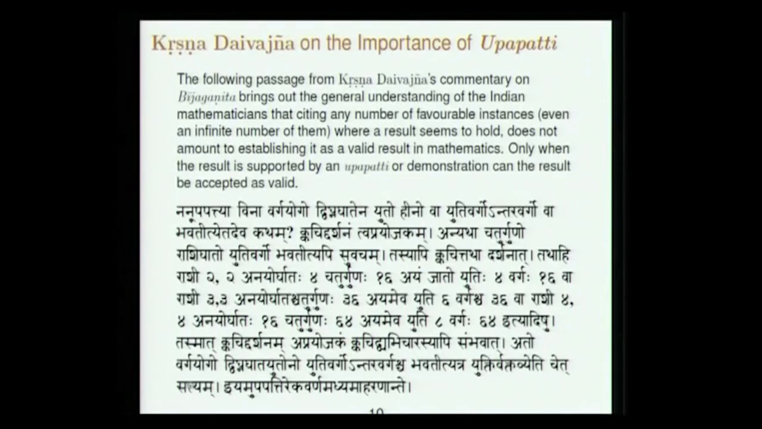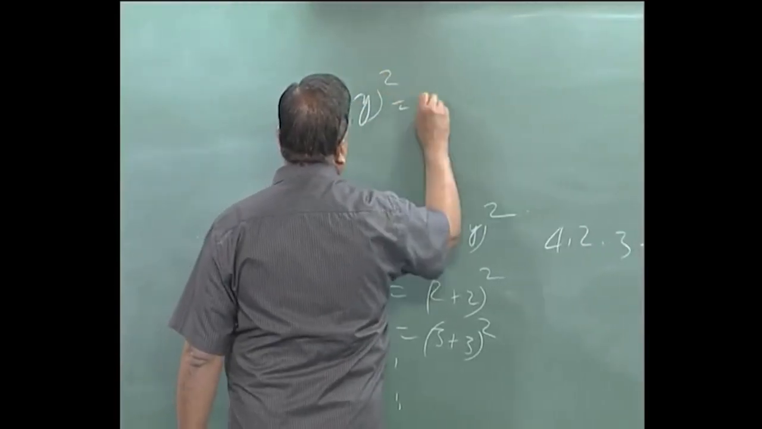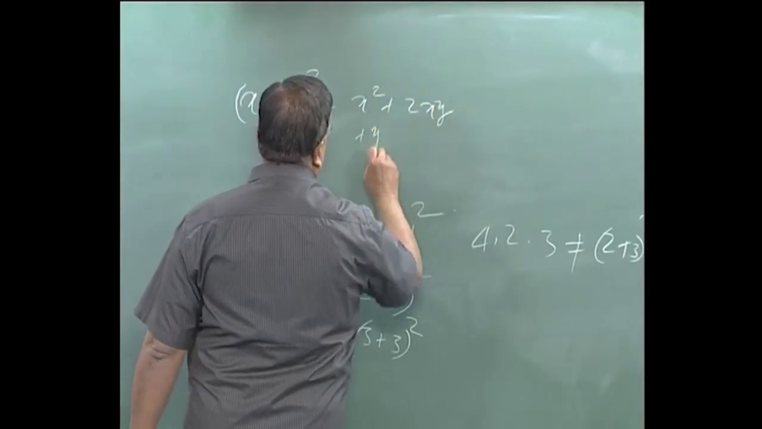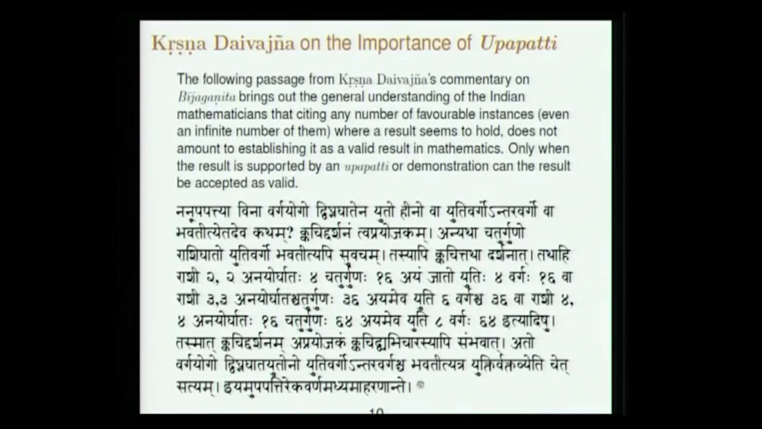Ataha varga yogo vighna gata yutono yuti vargo antara vargascha bhavatiti atra yuktihi vaktavya iti chet satyam. Therefore, if one says that one should really give a proof for the claim that is being made, that x plus y whole squared is equal to x squared plus 2xy plus y squared, it is indeed true that one needs to prove such a result. Iyam upapattihi ekavarna madhyamaharna ante, we will give this proof in the end of the ekavarna madhyamaharna.